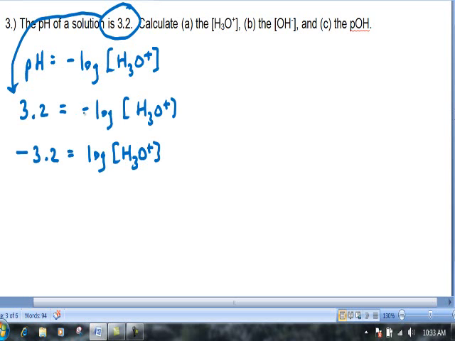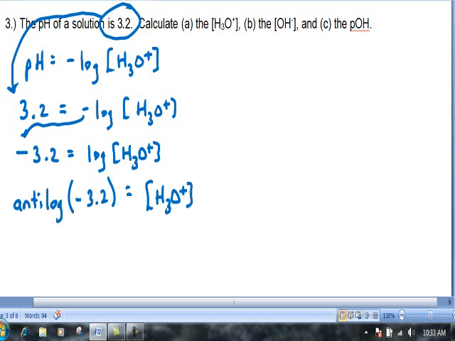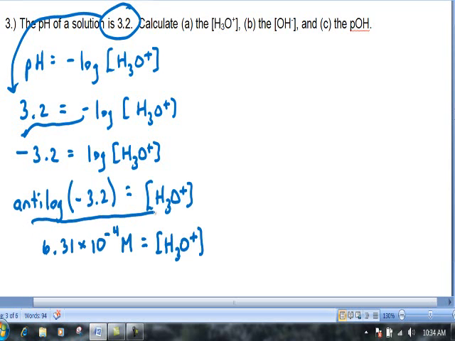Our first step mathematically is to bring the negative to the other side of the equal sign, so that we now have negative 3.2 equals the log of H3O plus. To remove the logarithm, we need to take the antilog of negative 3.2, and that'll give us the hydronium concentration. Finishing the calculation, we find the hydronium concentration is 6.31 times 10 to the negative 4th molar.